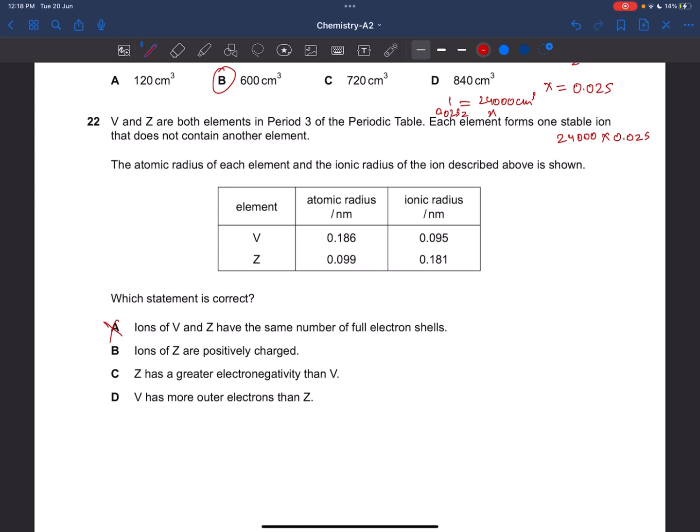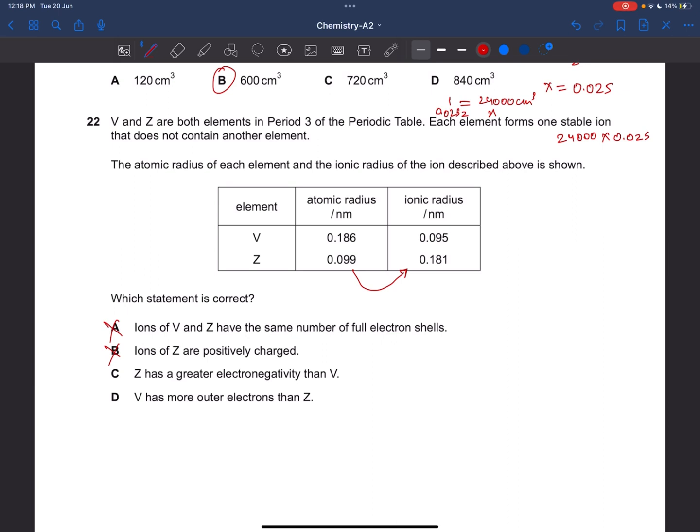Ions of Z are positively charged. Ions of Z are not positively charged because, as I told you guys, the atomic radius increases, so the ionic radius should decrease here. If it's positively charged, the ionic radius should be decreasing, not increasing, right?